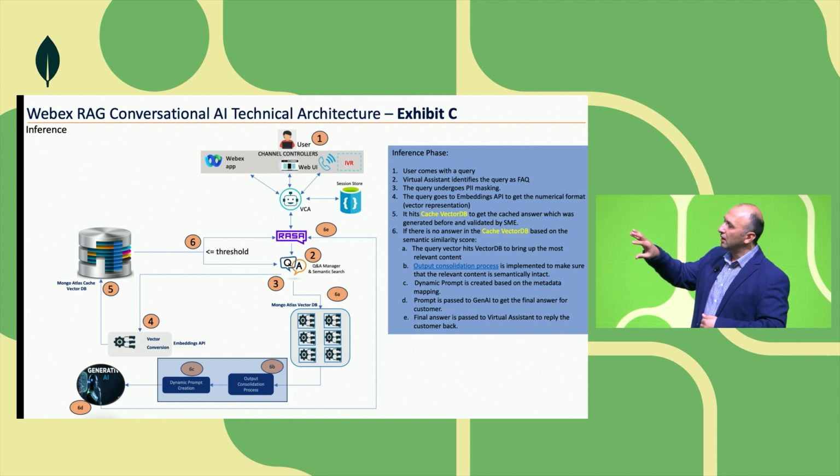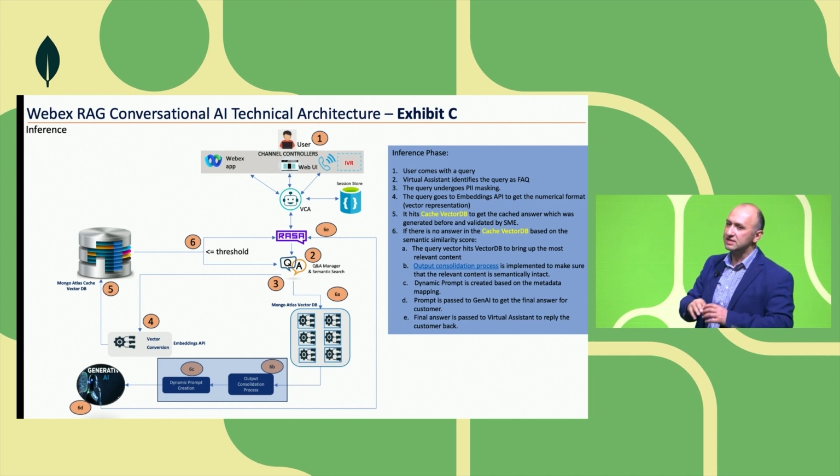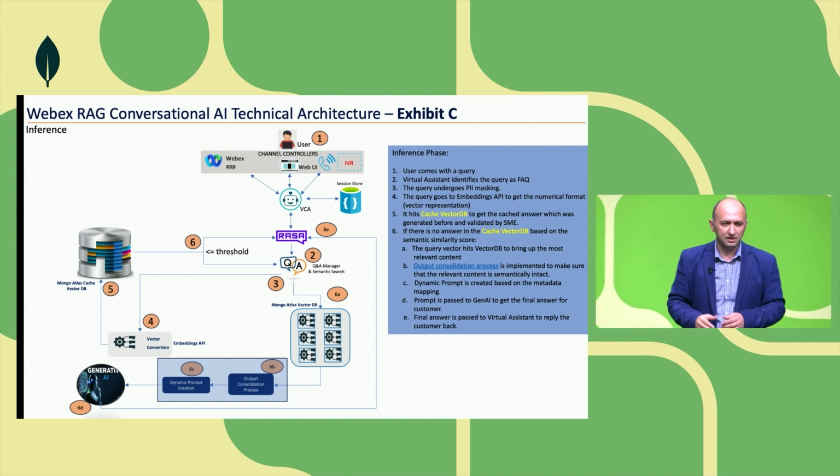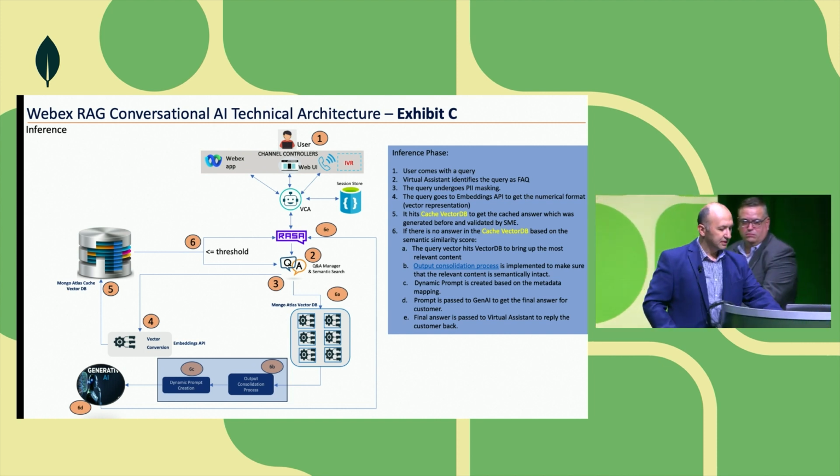So if it is less than the threshold, as I said, we get the output from the Mongo Atlas Vector Database, and then the output consolidation process, as I explained: one previous, one after approach. And then we have a dynamic prompt, and we feed the GenAI to get the final output. It's roughly the solution.